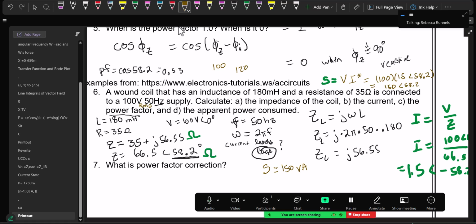What is power factor correction? Have y'all done any of that yet? We've talked about it a little bit. Shunt capacitor. Mm-hmm. Yeah. So what do we mean? What do we want to do? What would we do here? You add elements to the circuit to make the power factor closer to 1. Yeah.